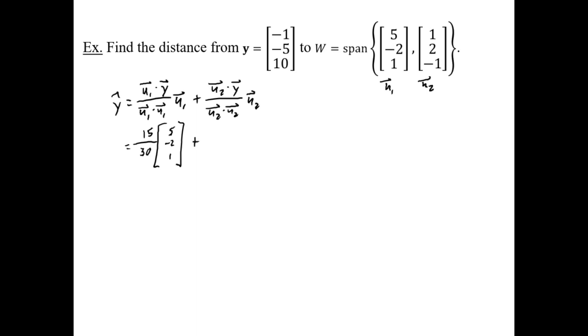And then u2 dot y would be negative 1 minus 10 minus 10, so negative 21, over u2 dot u2, which is 1 plus 4 plus 1, which is 6, times u2, which was (1, 2, -1). Okay, so let me write it out.